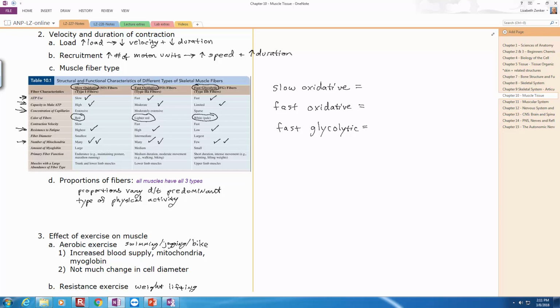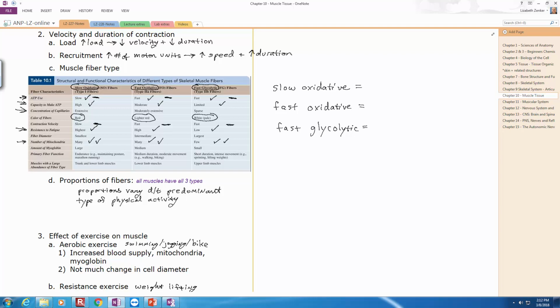So contraction velocity. ATP use was slow right here, so our contraction velocity would also be slow, right? Because we're not trying to chew through our ATP that fast. For fast oxidative, they actually have a fast velocity also. And glycolytic, they're burning through things fast, and that's why it's fast velocity, because they're burning through their ATP reserves really fast, since they don't make tons of ATP like the other guys could.